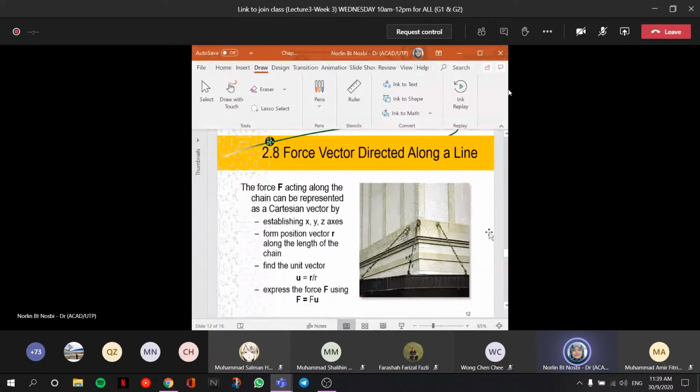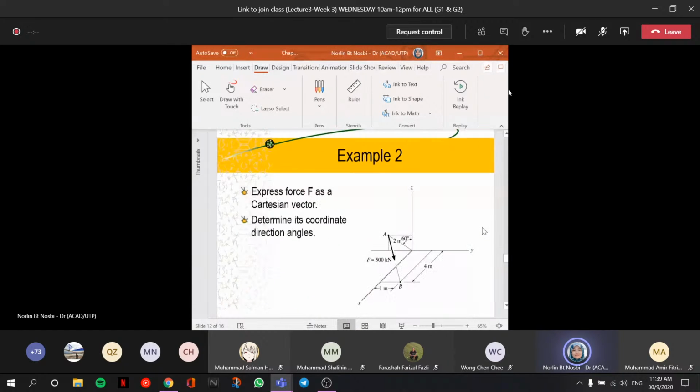Okay, for example, this one, there's a chain here. How do we find the unit vector for each chain? There's a force. So how do we use it? It's like example 1 from the last topic that I showed you. So let us see example 2.